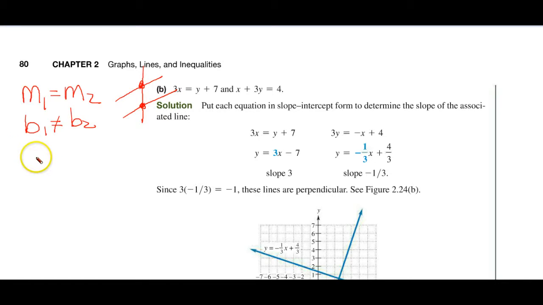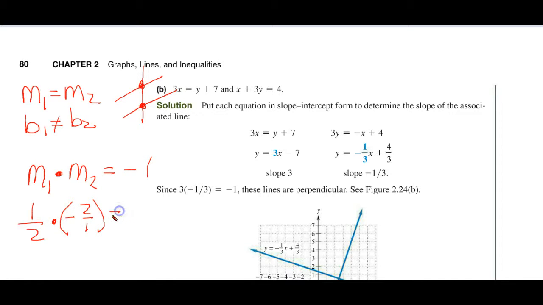Now, we also have that if you take the slope of one and multiply it by the slope of the other, and the product of the slopes is a negative 1, such as 1/2 times a negative 2/1, which gives you a negative 1, then these lines are perpendicular to each other.